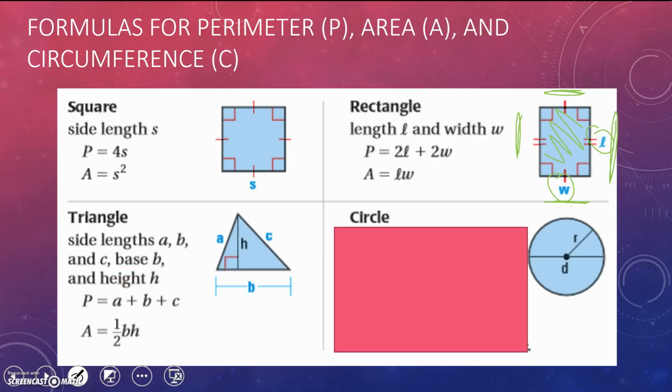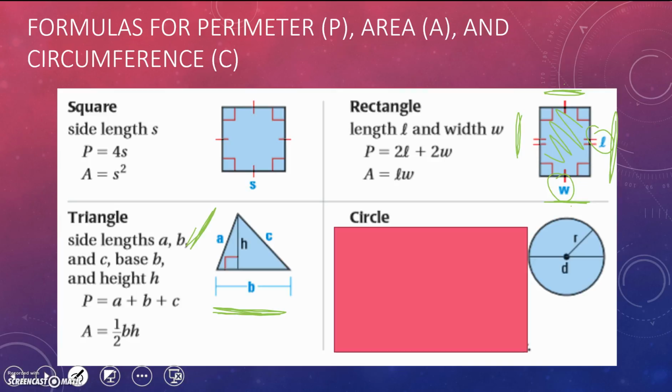Now moving on to our triangle. We got a lot more letters going on with the triangle. Since we don't know the side lengths of our angles, we're going to call them just A, B, and C. And typically the base is found here at the bottom. Is it always? No, it's not. Sometimes this A here could be our base. It really just depends on where the height is. Okay, so B being the base and H being the height.